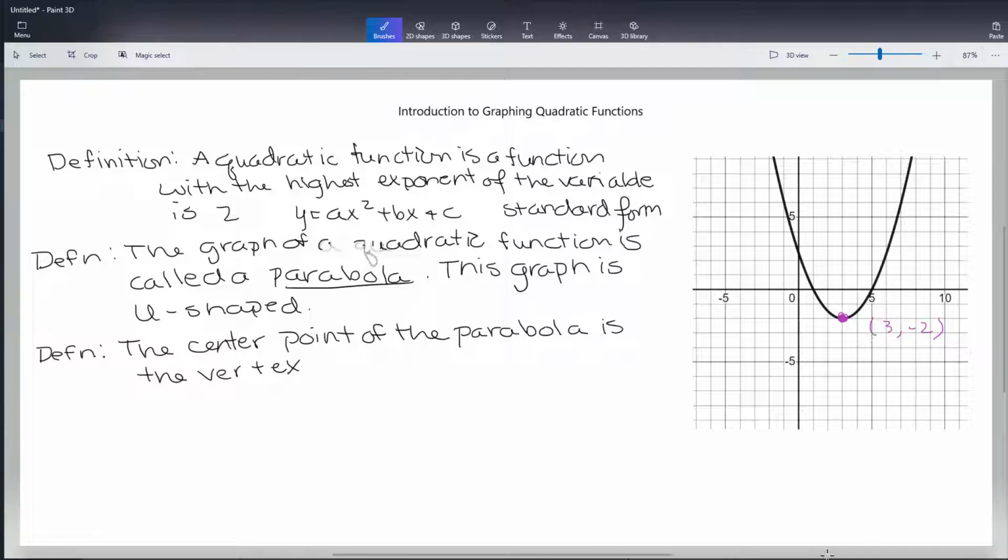So this is an important point of the graph, and I want to remind you that the vertex form of a parabola or of a quadratic equation is a times (x minus h) squared plus k, where (h, k) is the vertex.